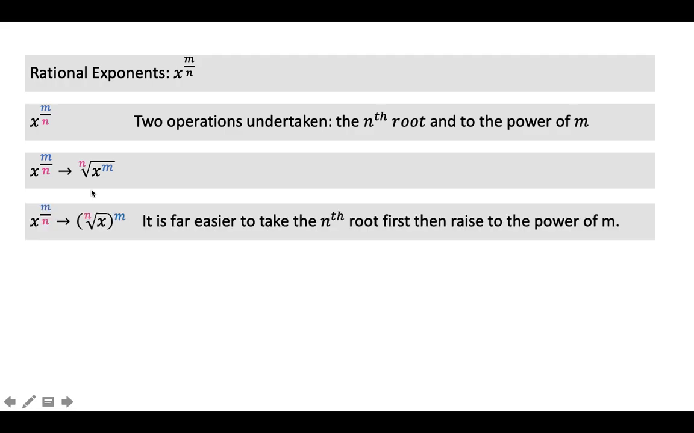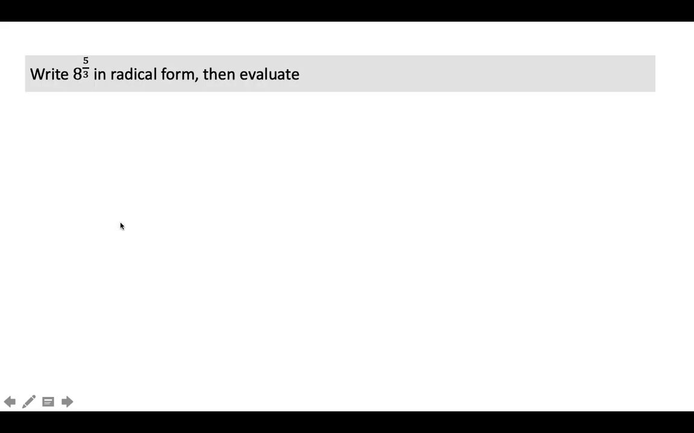The better way to do it is to take the nth root of x first. So my base is x, so that becomes my radicand, and my index is the denominator of my rational exponent, just like what we've seen earlier. However, now m ends up being our exponent. Let's take a look at some examples.